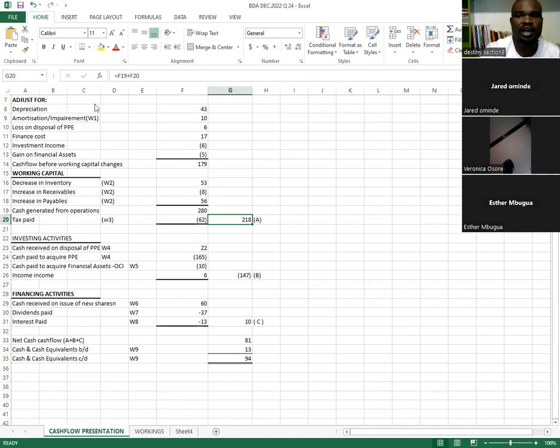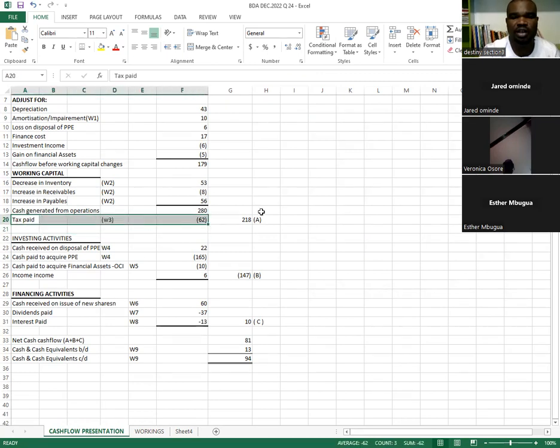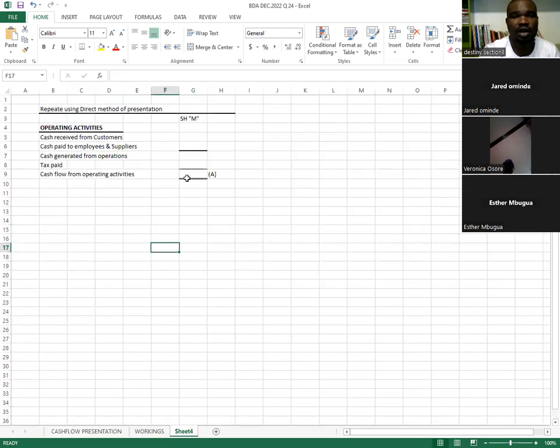So tax paid, regardless of the method you are using, will remain the same. This one here, 62. Tax needs to remain the same, regardless of the method. So have that. 62, it remains there. So our concern is the cash received from customers and cash paid to employees and suppliers. So I will do working one here. Remember, investing and financing remain the same, so we will not repeat those two.